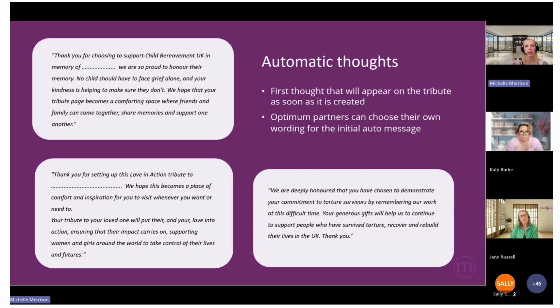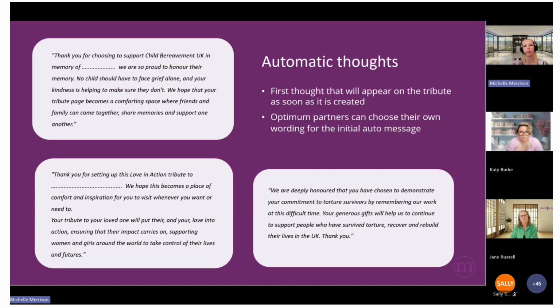And then the automatic thoughts. So these are added to all tributes as soon as a tribute is created. And our standard Much Loved thoughts will appear for Advantage partners, but obviously signed off as from the charity themselves. But for Optimum partners, you can personalise this to a bespoke message of your choice.